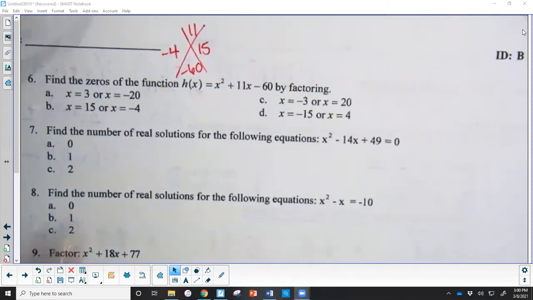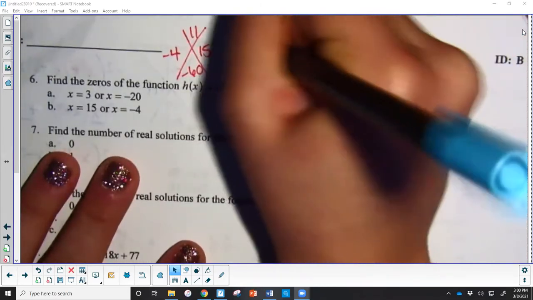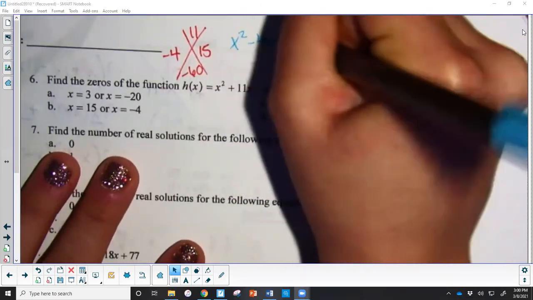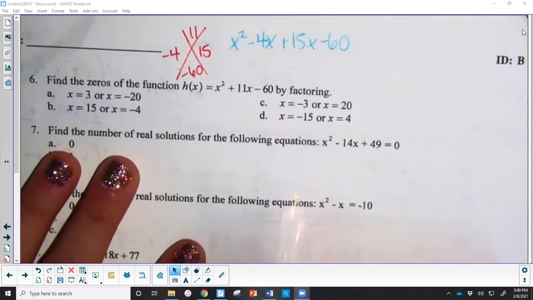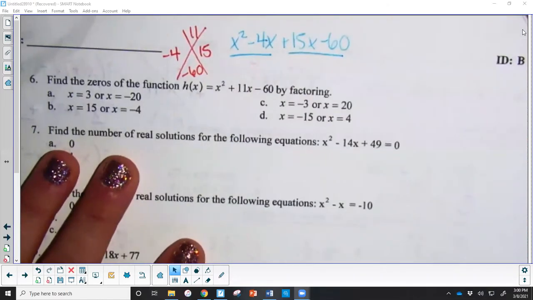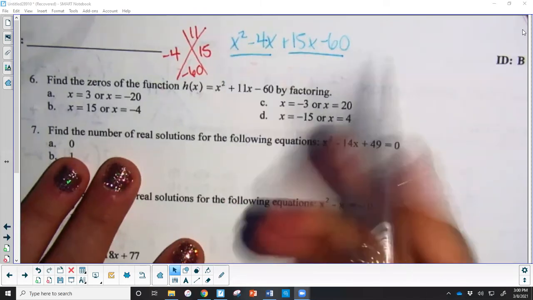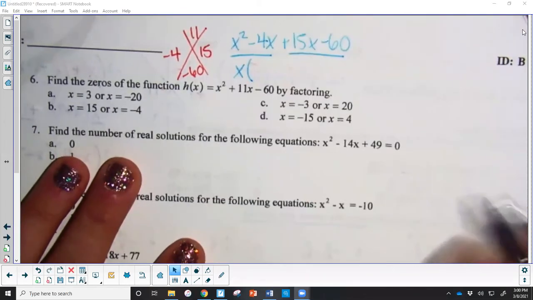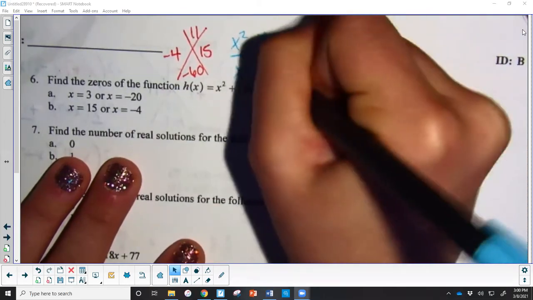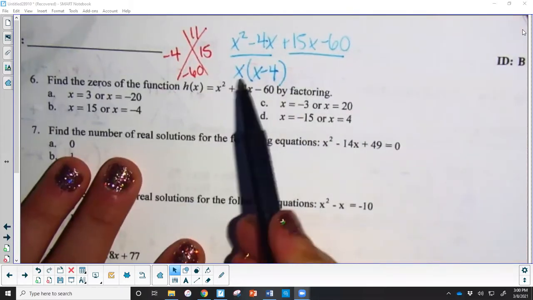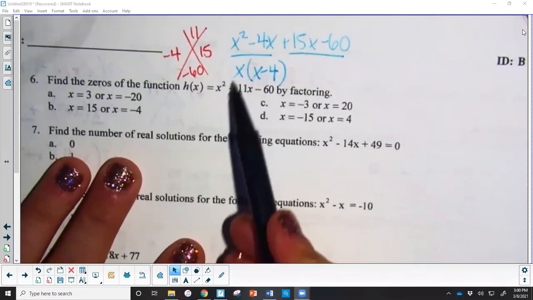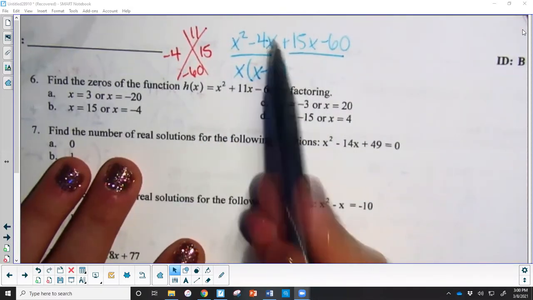So here we go. X squared minus 4x plus 15x minus 60. This is my first group. This is my second group. So my common factor of x squared and negative 4x is x. What I'm left with is x minus 4, and I can double check that. X times x is x squared. X times negative 4 is negative 4x.